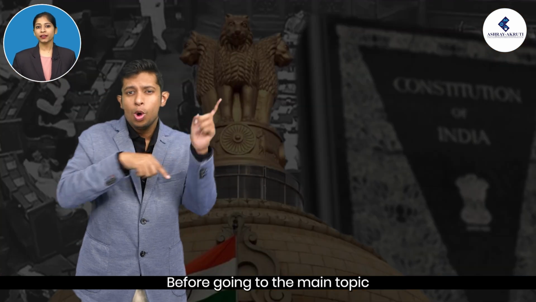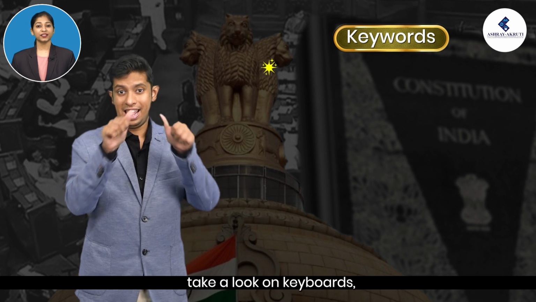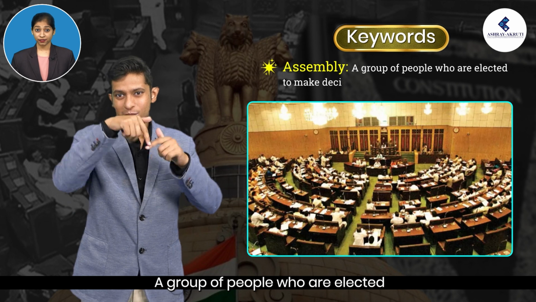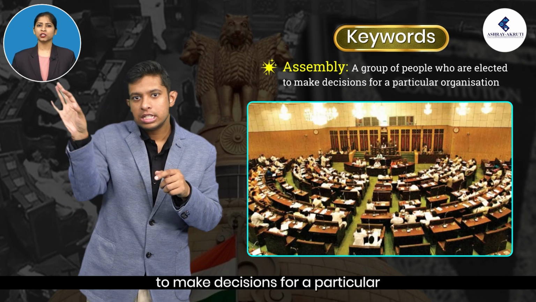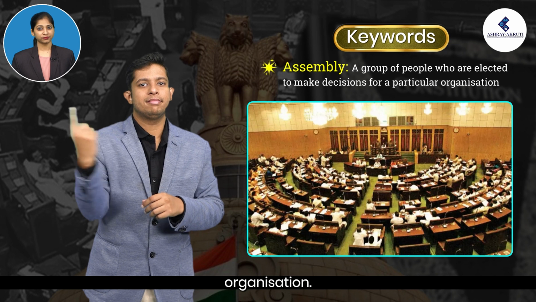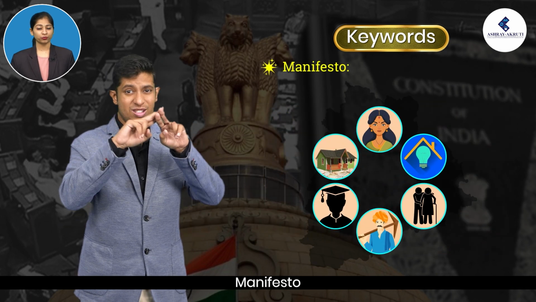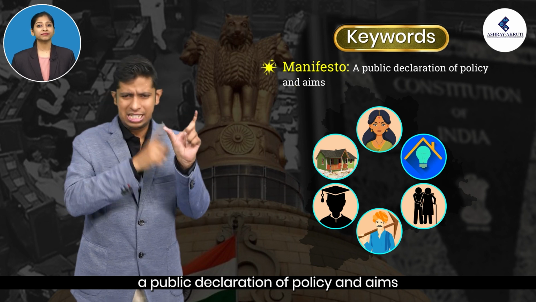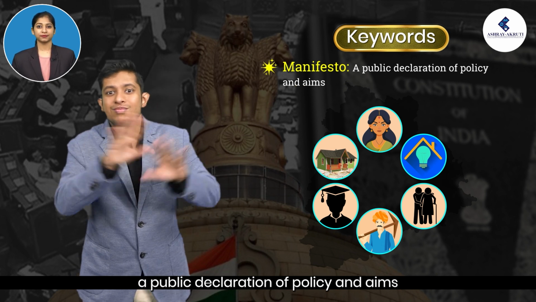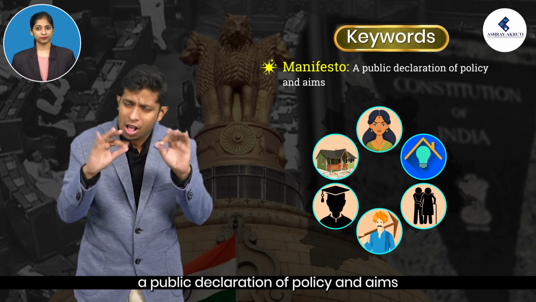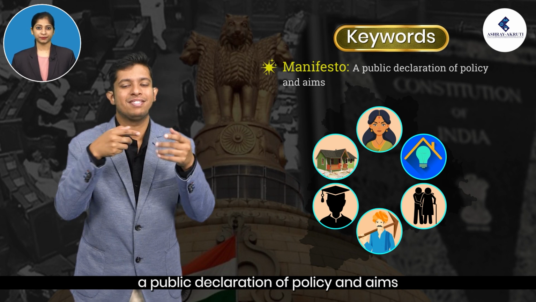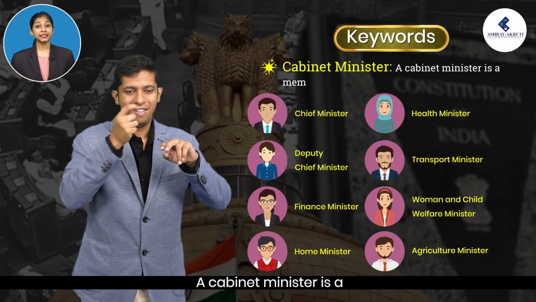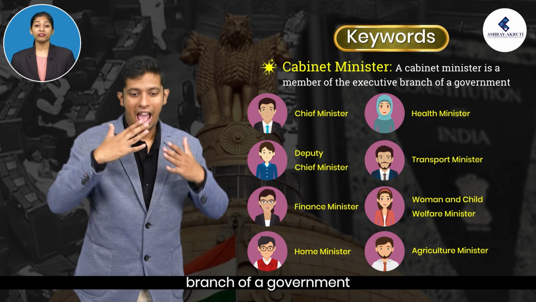Before going to the main topic, take a look at the keywords. Assembly: a group of people who are elected to make decisions for a particular organization. Manifesto: a public declaration of policy and aims. Cabinet Minister: a cabinet minister is a member of the executive branch of a government.